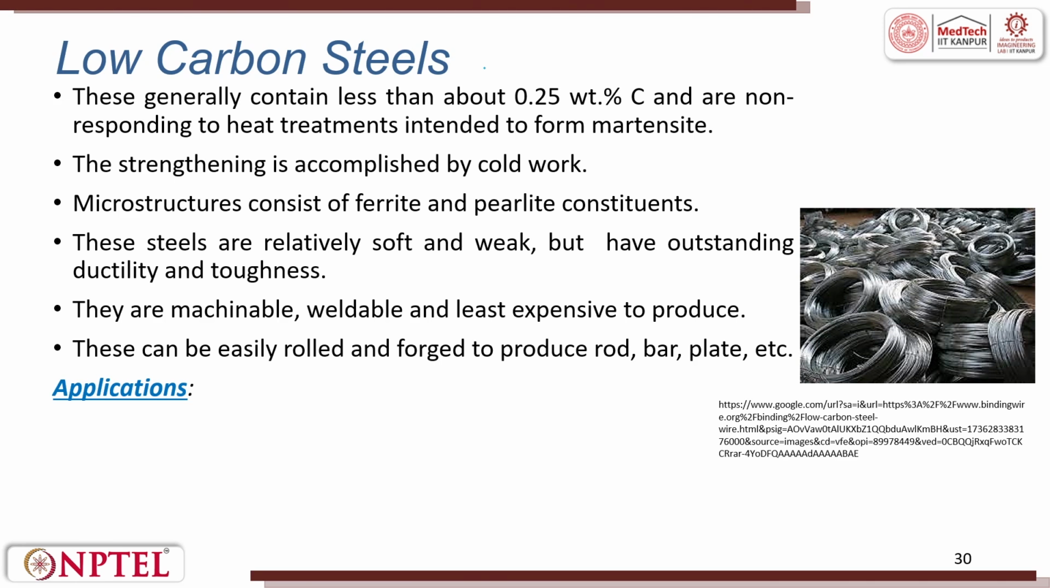When we look at low carbon steel, they generally contain less than 0.25 weight percentage of C, and are non-responding to the heat treatment intended to form martensite. So, austenite, martensite, these things we will deal with later in our lecture, where we talk about heat treatment and formation of these structures. The strengthening is accompanied by work hardening. Work hardening is nothing but metal forming operations.